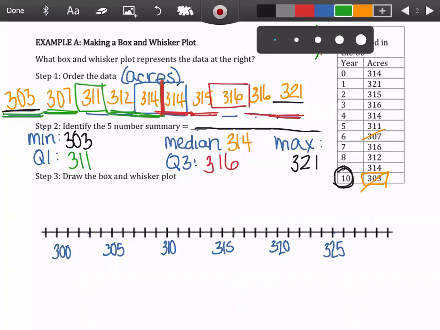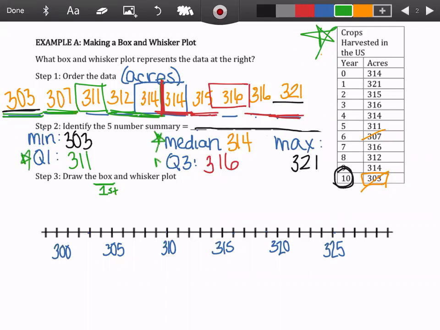When we make a box and whisker plot, it's helpful to make the box first and then the whiskers. So the box is made up of quartile 1, the median, and quartile 3. So find 311 on your number line. And we're going to make a dot above the number line. We're not going to draw right on the number line, just slightly above. Mark that data point of 311.